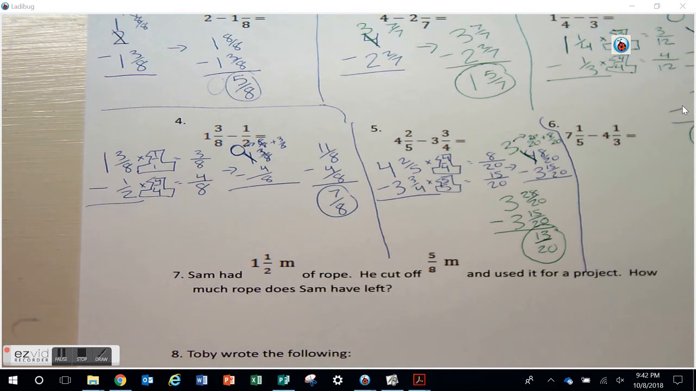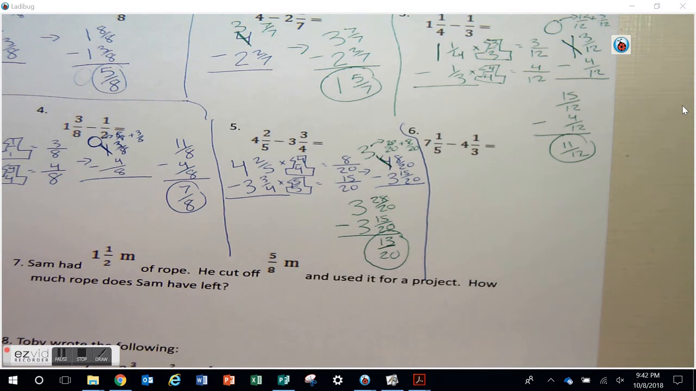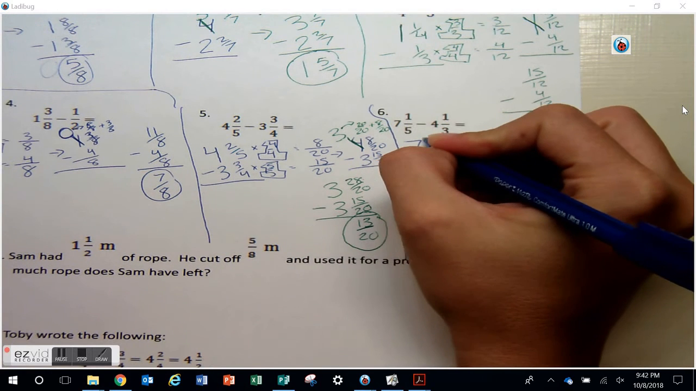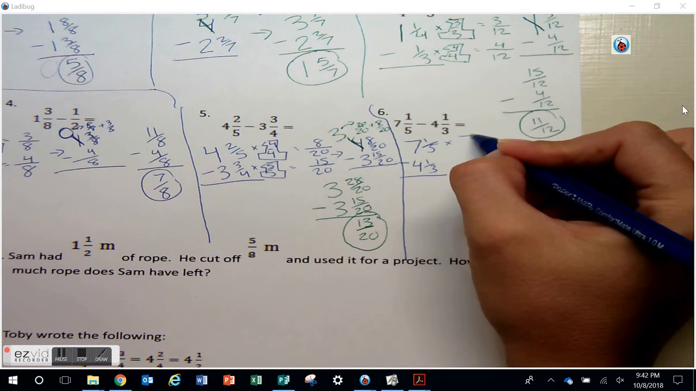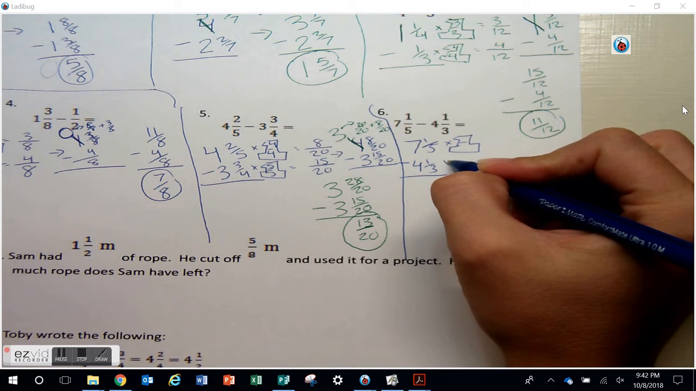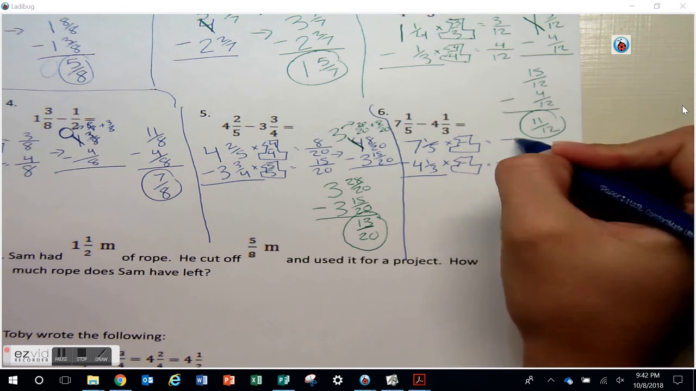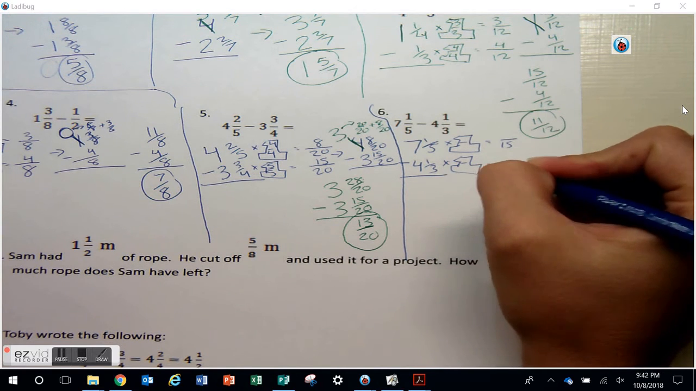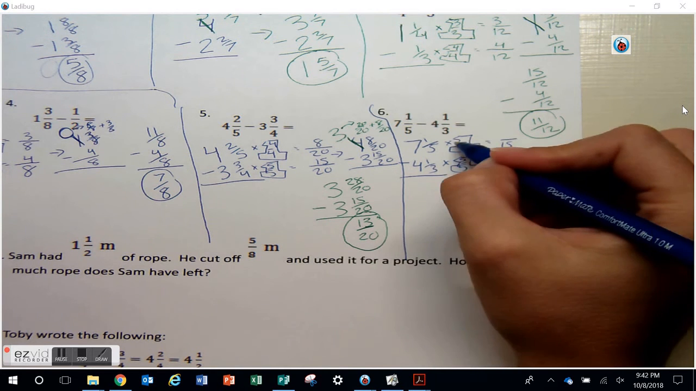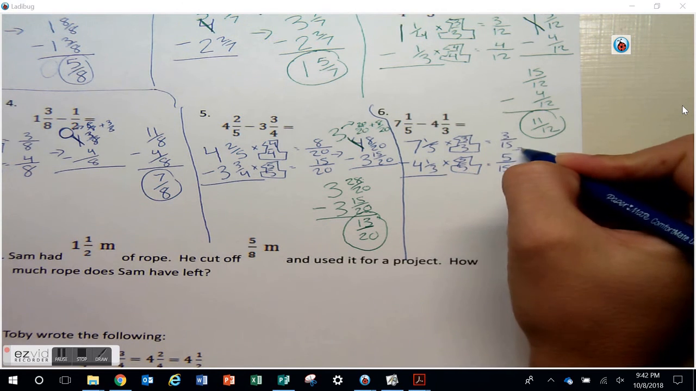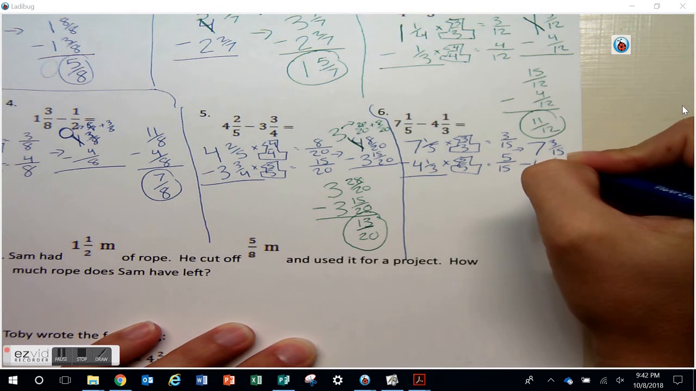13 twentieths. Let's look at number 6. So we have 7 and 1/5 minus 4 and 1/3. We need a common denominator before we can subtract them. And we can use a common denominator of 15. 5 times 3 is 15. 3 times 5 is 15. 1 times 5 is 5. 5 times 3 is 15. 1 times 3 is 3. So my new problem is 7 and 3/15 minus 4 and 5/15.